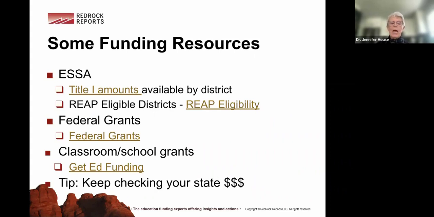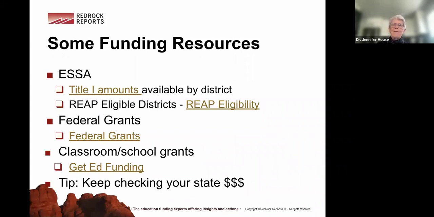So you can look at those. Also, smaller grants, classroom school grants. Get Ed Funding is a great site to go to, and sometimes it's money for your class project for SEL, sometimes it's the school level, and there are some for district level as available.